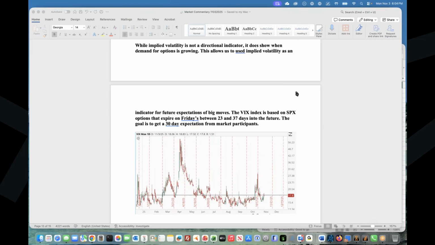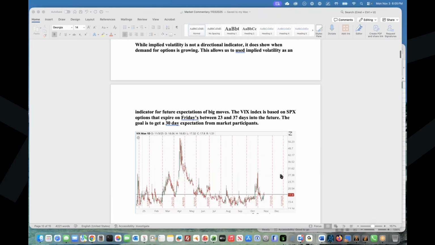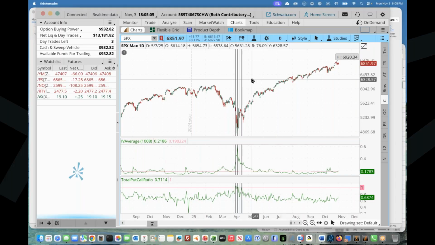And the thing you have to understand about implied volatility is it's not a directional indicator. A lot of people think that rising implied volatility is bearish, but it's just not the case. A lot of times, yes, it is bearish, but a lot of times it can be bullish. So we don't want to make bets specifically to the downside when implied volatility gets high, when the VIX gets high. But I want to show you a couple things here. So let's go look at this.